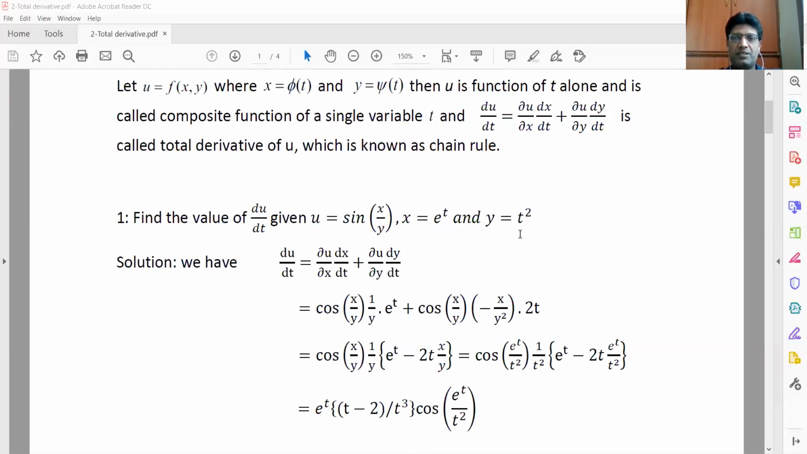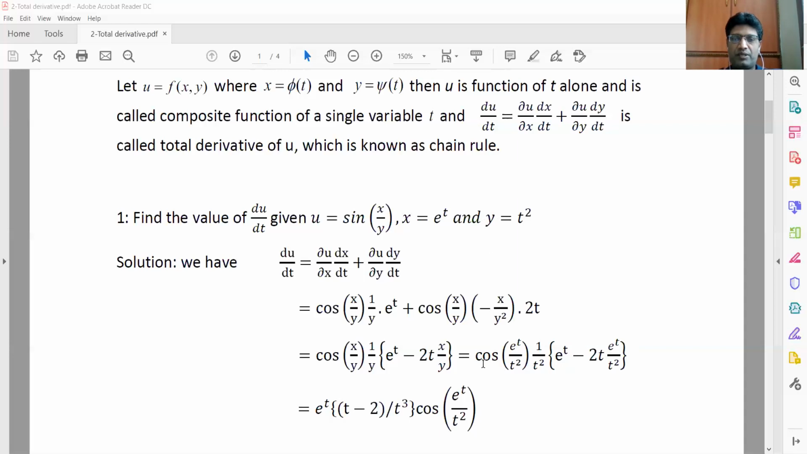What is dy by dt? 2t it is. Now cos of x by y and 1 by y are as they are, so we take them out common. Cos of x by y is appearing in both terms and 1 by y is also common. Then what is left over is e power t minus 2t into x by y, since 1 by y is gone. Now I am replacing x and y with e power t and t square. So cos of e power t by t square, 1 by t square, e power t minus 2t, where x by y is e power t by t square.